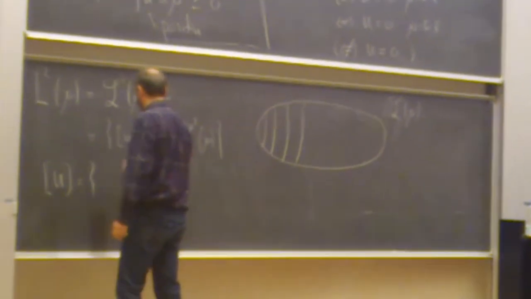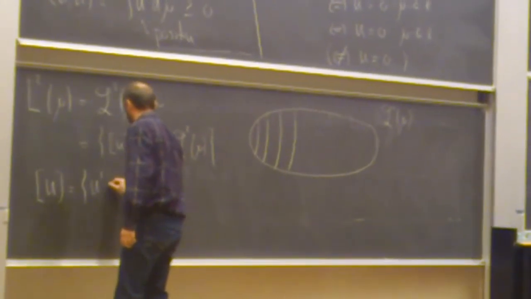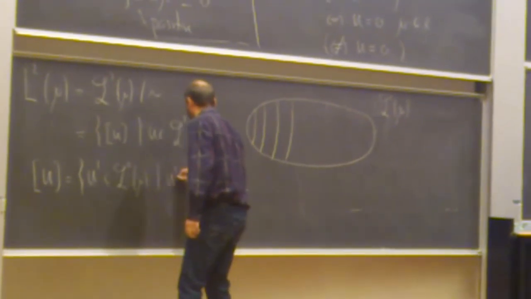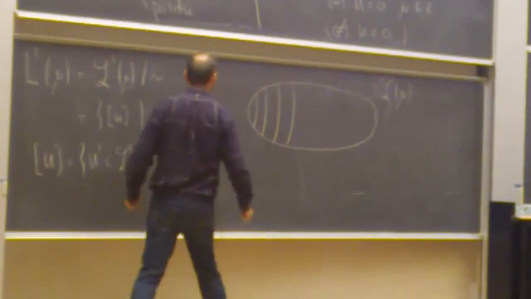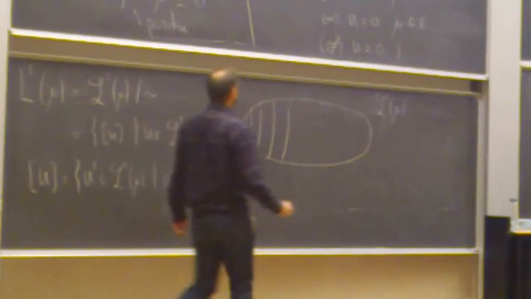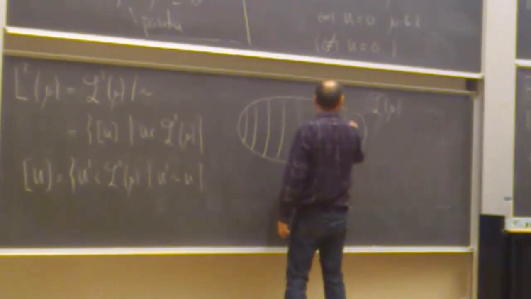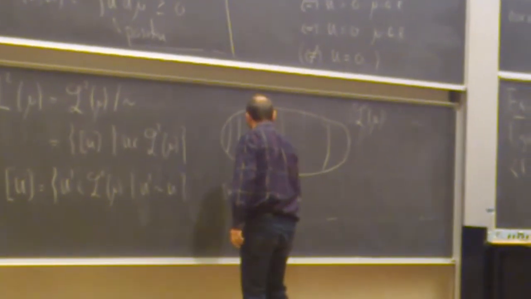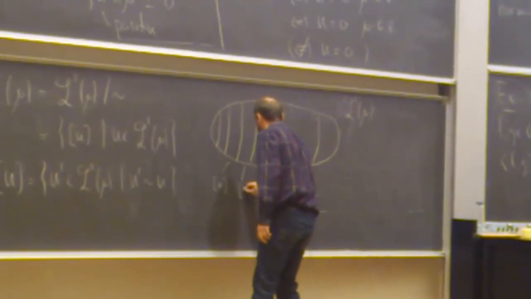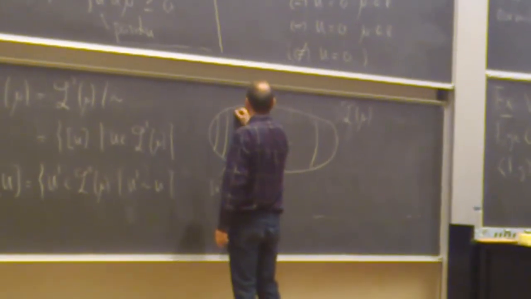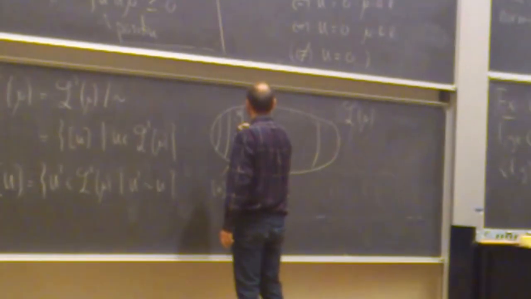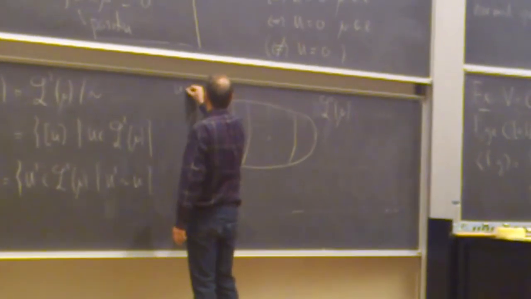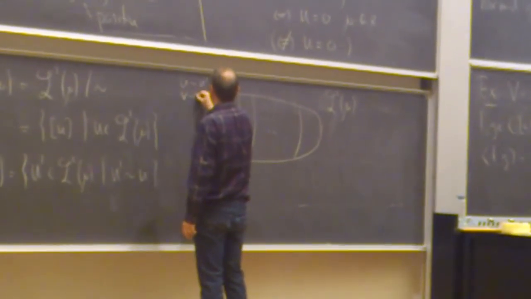So equivalence classes are precisely the set of functions u prime in curly L2 of u such that u prime is equivalent to u, equal to u almost everywhere. Each of these is an equivalence class, so this might be the equivalence class containing U, maybe this is the equivalence class containing V. Here I will have U, I may also have a U prime, and here I may have a V and also a V prime, and U prime is equivalent to U and V prime is equivalent to V.